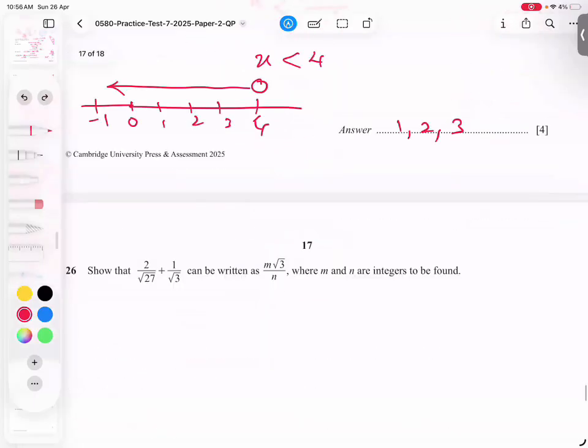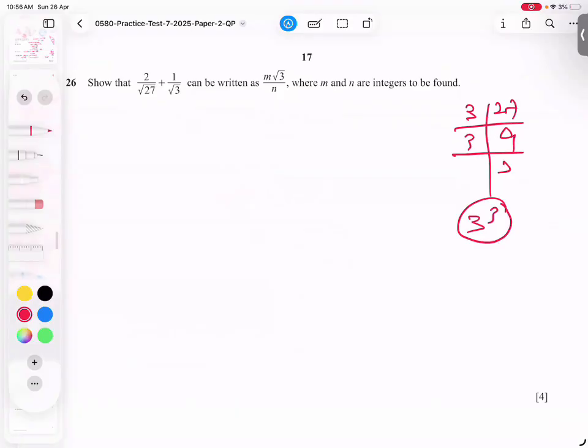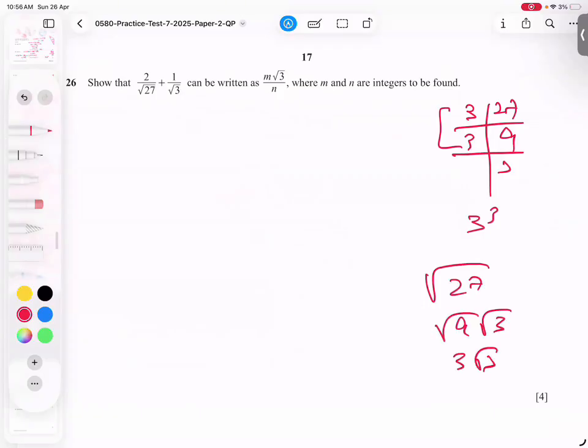And next, question number 26. We have to solve it. What is 27? We have done it before, but I'll repeat. This is 3 times 9, and 9 is 3 times 3. So it means 3 to the power 3. Basically, root 27 gives us root 9 times root 3, which is 3 root 3. So this is 2 over 3 root 3 plus 1 over root 3.